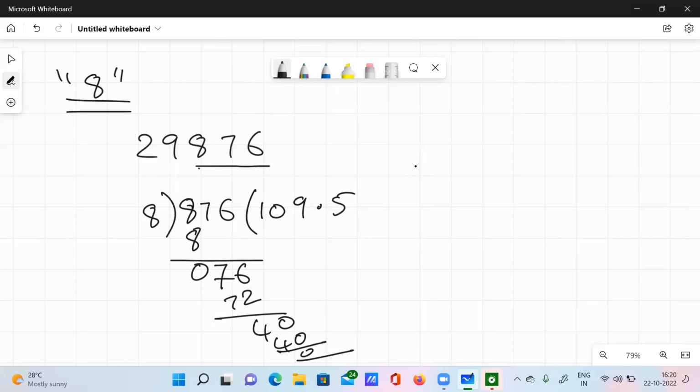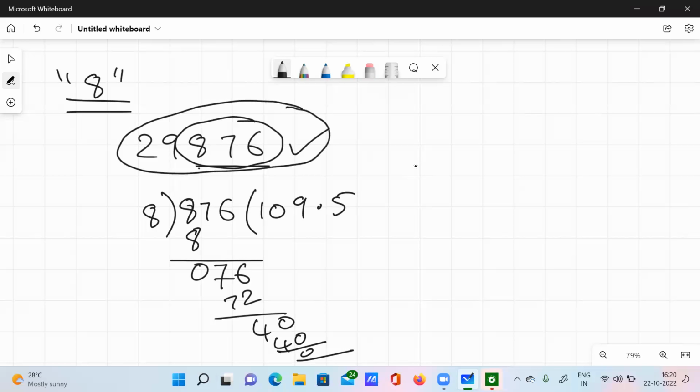So this particular number is actually getting divisible by 8. Hence you can say that this entire number is also divisible by 8. I'll give you another example. Just look at here.